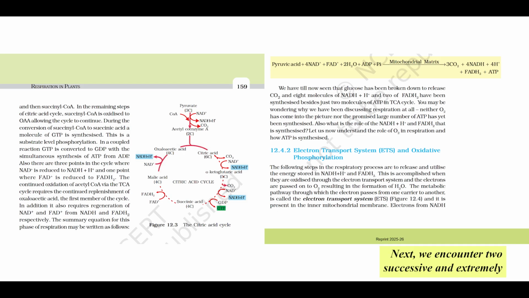Steps 3 and 4, decarboxylations and NADH formation. Next, we encounter 2 successive and extremely vital steps of decarboxylation. Decarboxylation means the removal of a carboxyl group, which is released as a molecule of CO2. These steps are crucial for releasing carbon atoms as carbon dioxide and capturing energy in the form of reduced coenzymes.